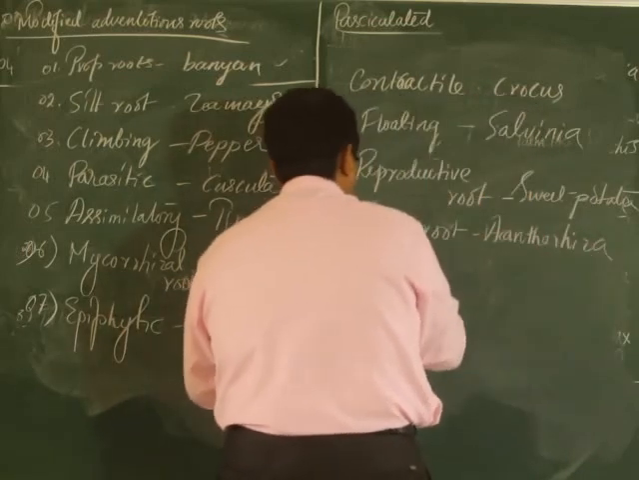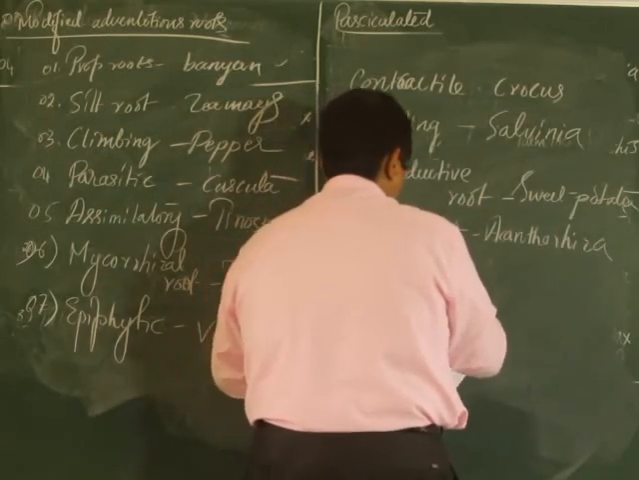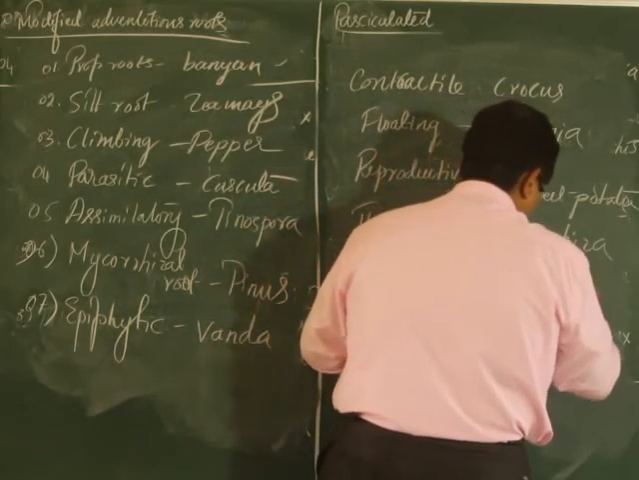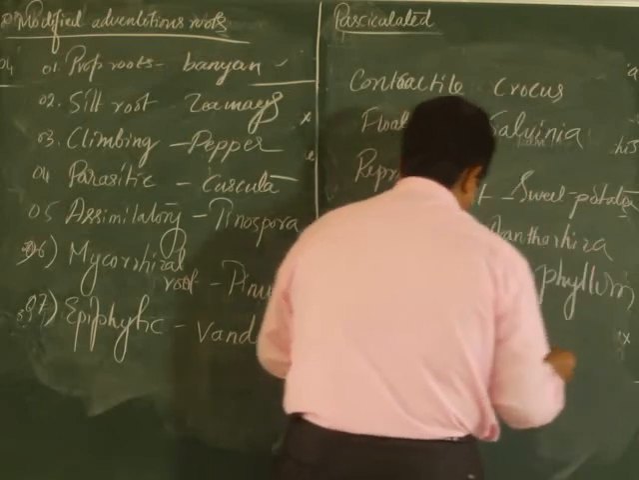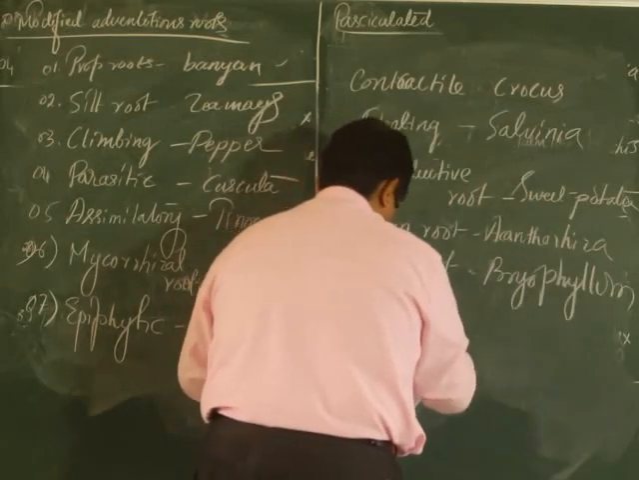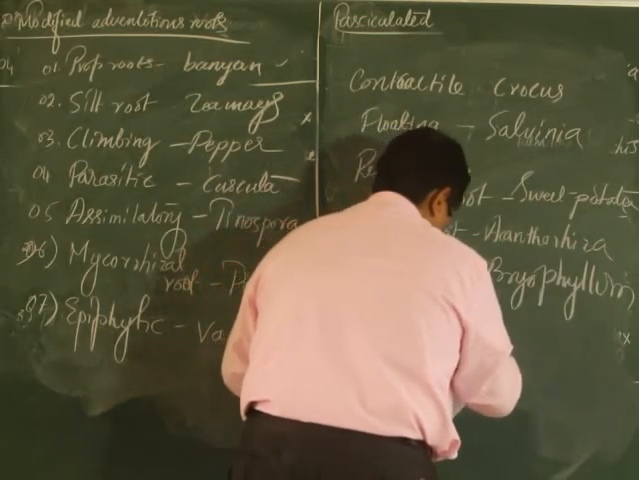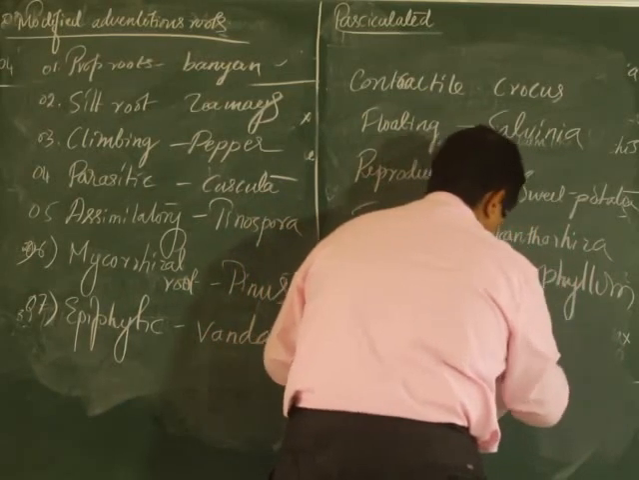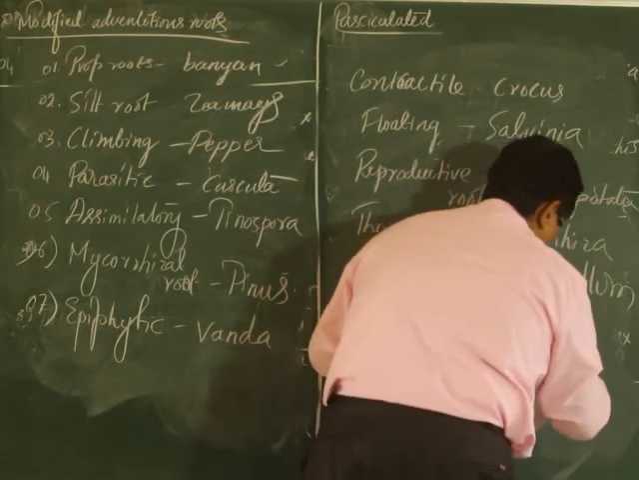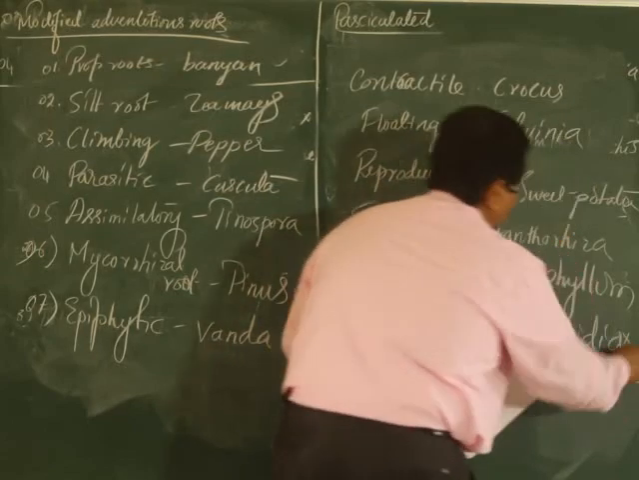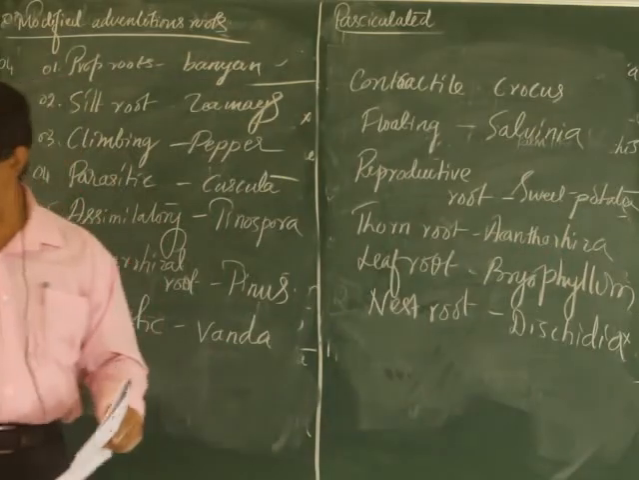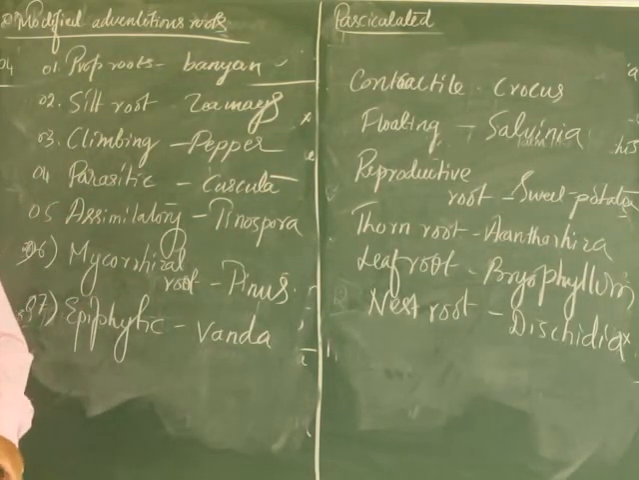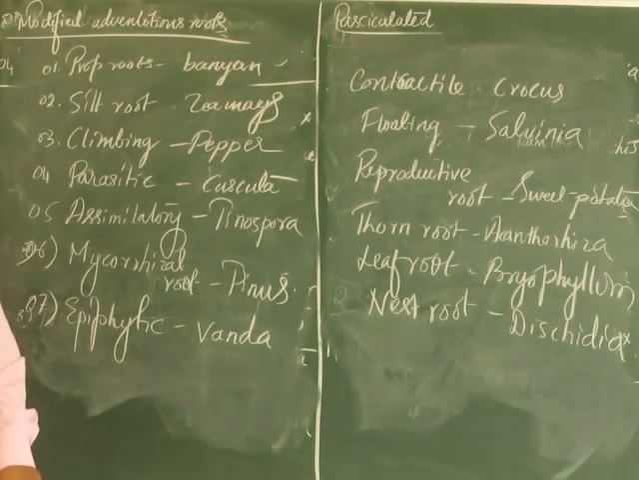Leaf root, Bryophyllum, nest root, in Dischidia. So you should remember all these different types of roots along with the examples. So I'll continue in the next part.